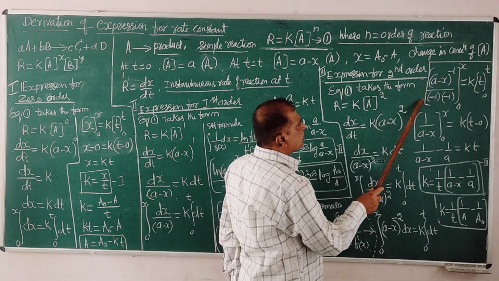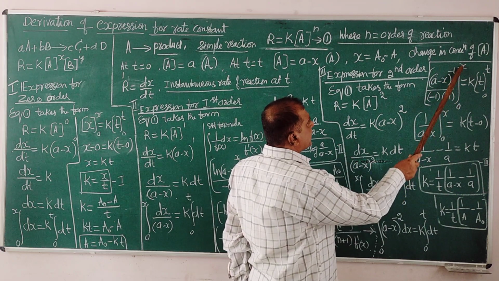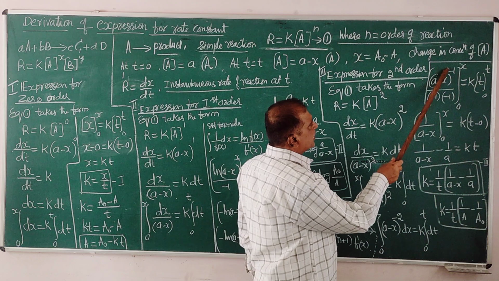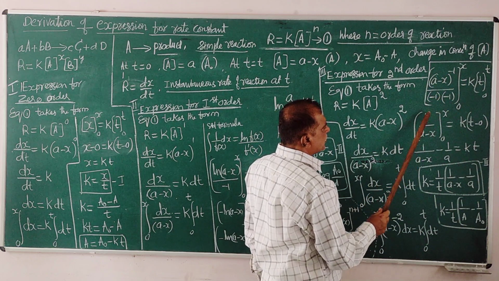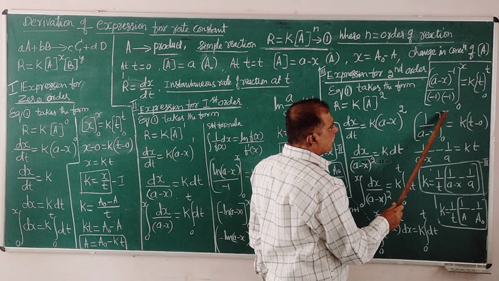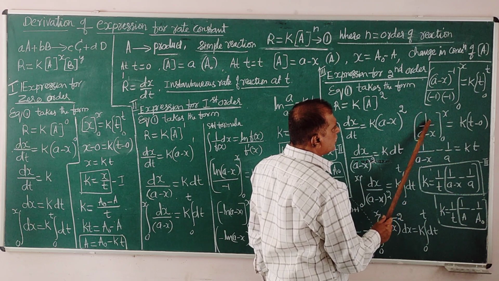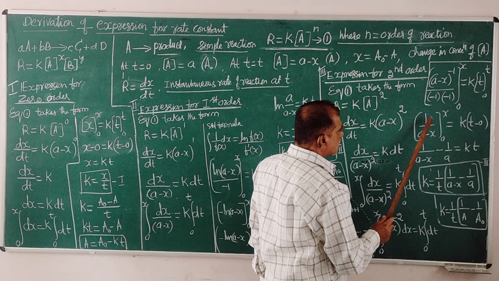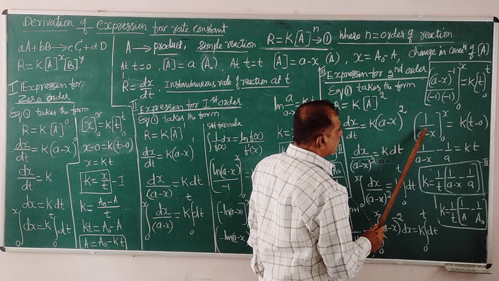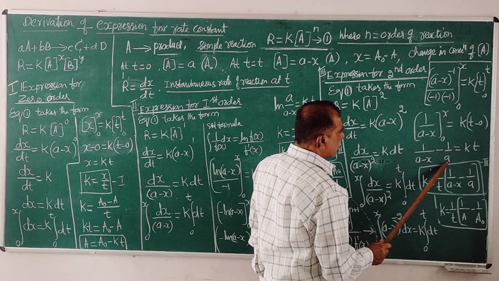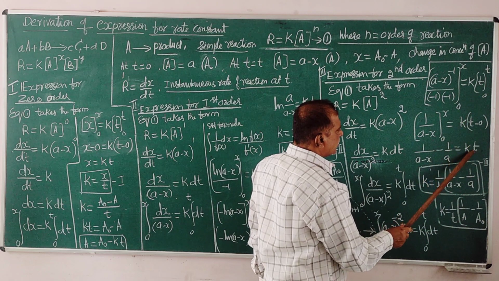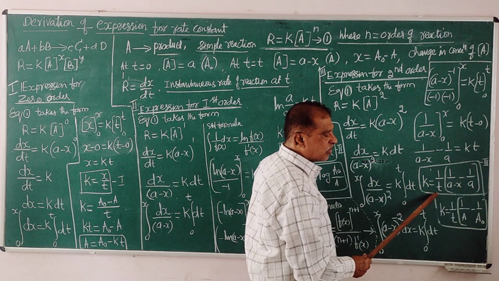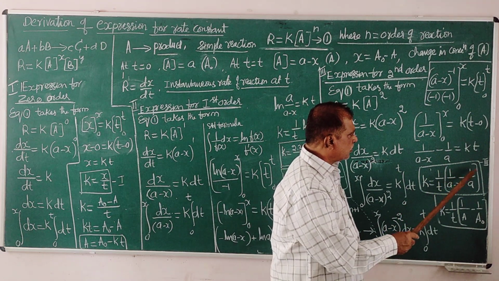So the integration is over, limits are applied. Just rearrange, minus into minus is plus, same thing. Simplify. Apply the limits. The function with x equals x minus the same function with x equals 0. Minus of the lower limit, a minus 0, 1 over a, equals k into t. So what is the final expression? K equals 1 by t into 1 over a minus x minus 1 by a.